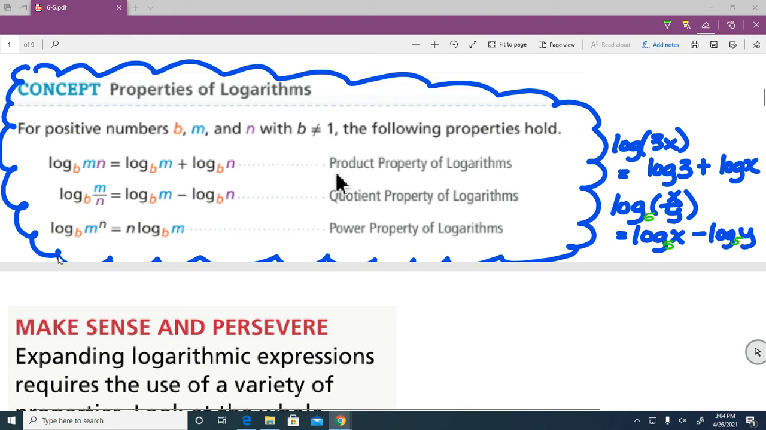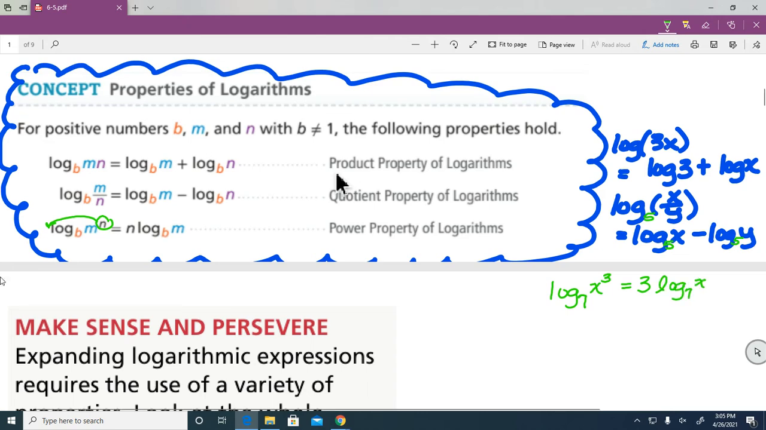The third property is called the power property of logarithms. That's where if I have the log of something raised to a power, you can pull this exponent down into the front. So let's say I had the log base 7 of x to the third. That's equivalent to 3 times log base 7 of x.